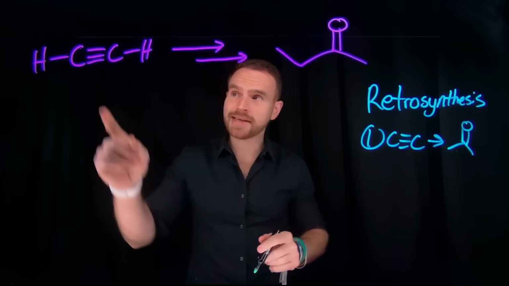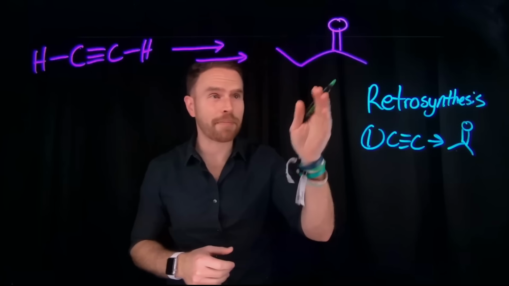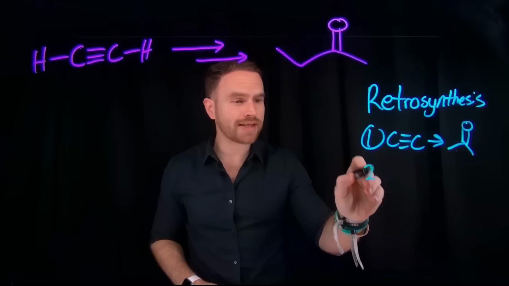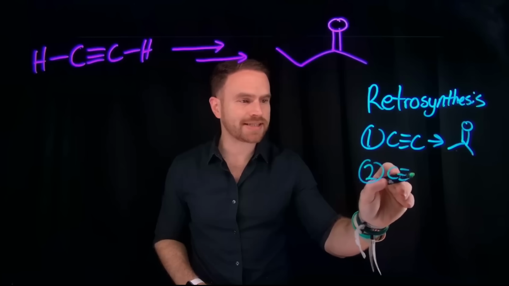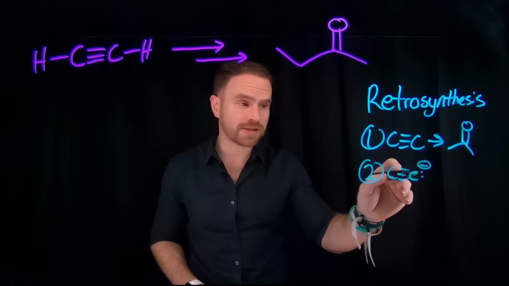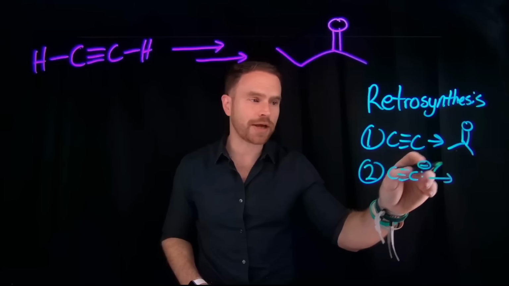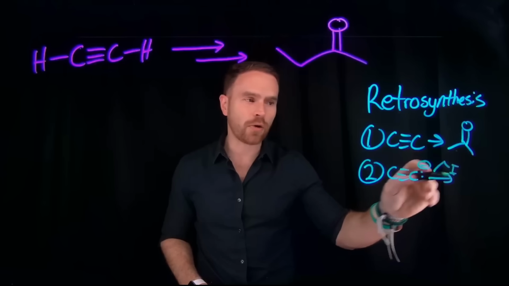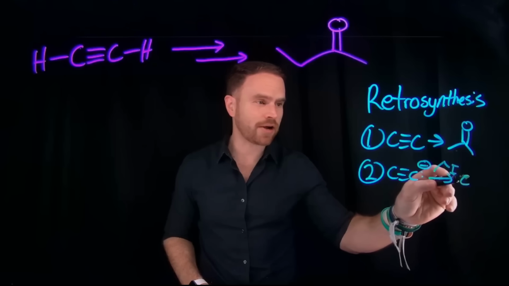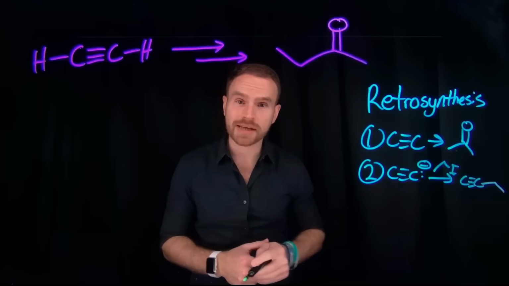Next, I see that I need to be able to extend my carbon chain because my starting material has 2 carbons and my product has 4. And one of the ways that we can do that is if we take an acetylide anion, which is a carbon-to-carbon triple bond where one of the carbons has a lone pair and is negatively charged, I can do an alkylation reaction if I introduce an alkyl halide in order to extend that carbon-carbon bond. And that is going to allow me to add 2 additional carbons to this carbon chain.